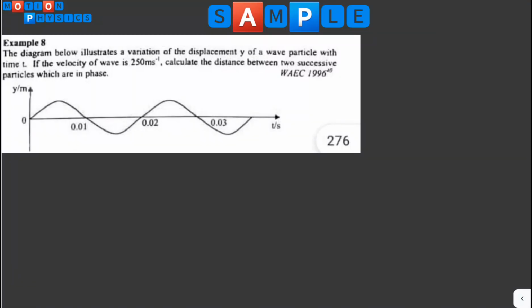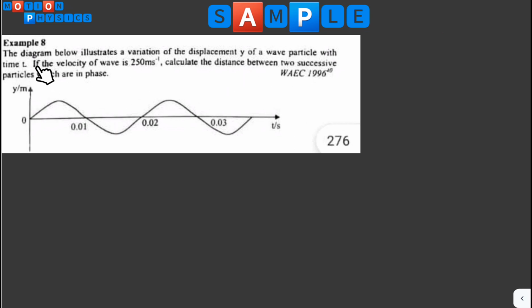You might come across this in your forthcoming exam. Here's exactly how to crack it. So the question says the diagram below illustrates a variation of the displacement y of a wave particle with time t.